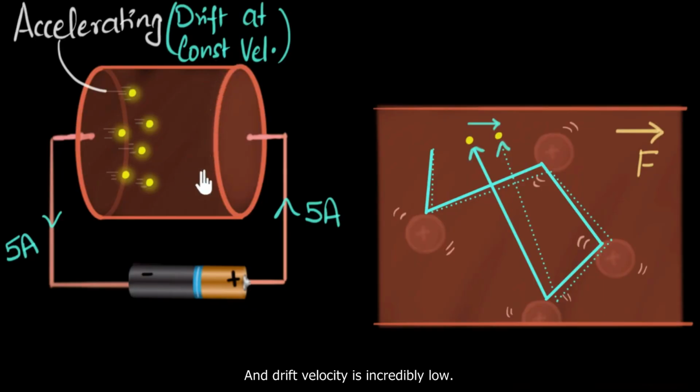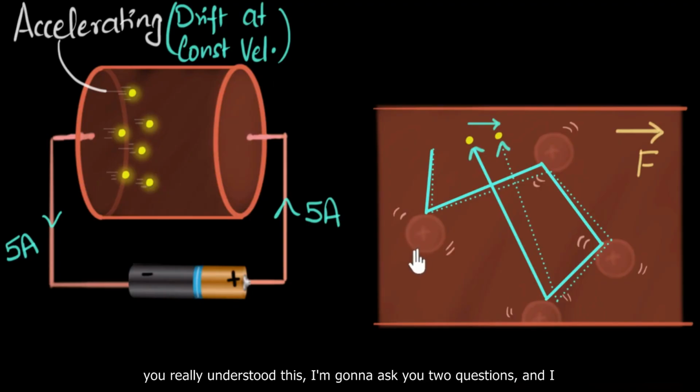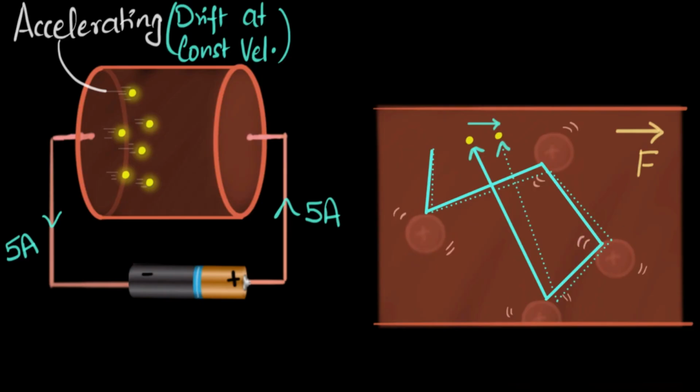And drift velocity is incredibly low. It's in the order of millimeters per second. All right, now before we close the video, to make sure that you really understood this, I want to ask you two questions, and I want you to pause and see if you can answer this question, okay?